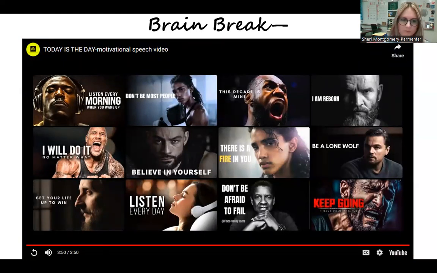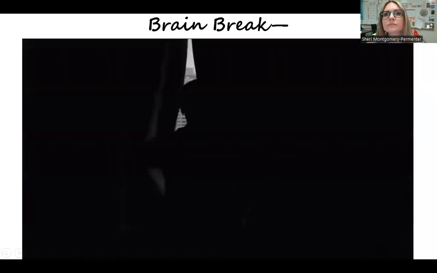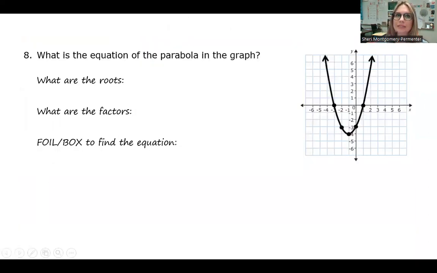Okay. On to the back. It says, what is the equation of the parabola graph? I bet you didn't even know that you could make the equation of the graph. But you can. To find this equation, we first have to figure out the roots. So what are the two numbers where we cross the x-axis? We've got -3 and +1.